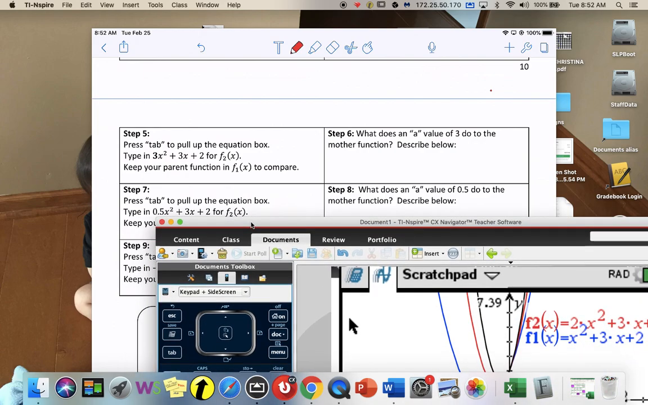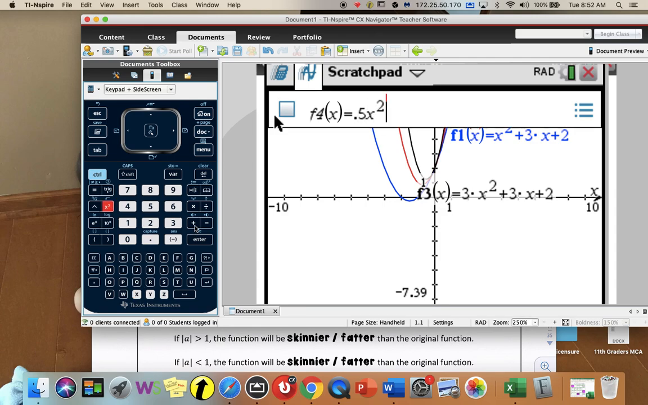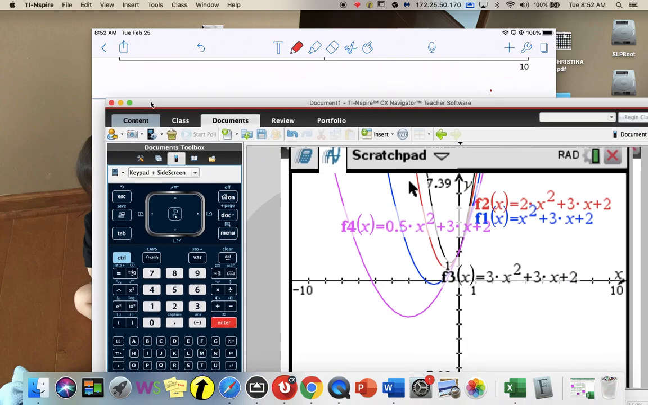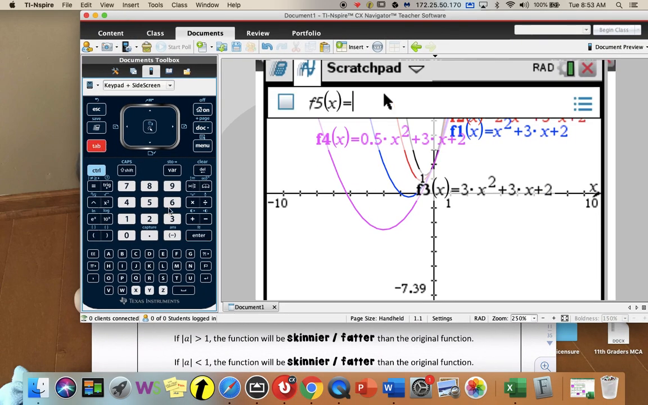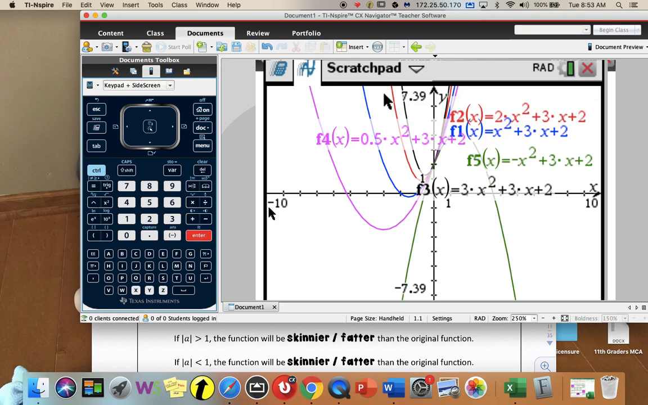Okay, let's try putting a 0.5 in. Okay, so tab, 0.5x squared plus 3x plus 2. Make a prediction. What will it do? It got wider. And then let's make it negative. Okay, so tab negative, and use this negative right here, not the minus. So negative x squared plus the 3x plus the 2. And we can see that it goes upside down.